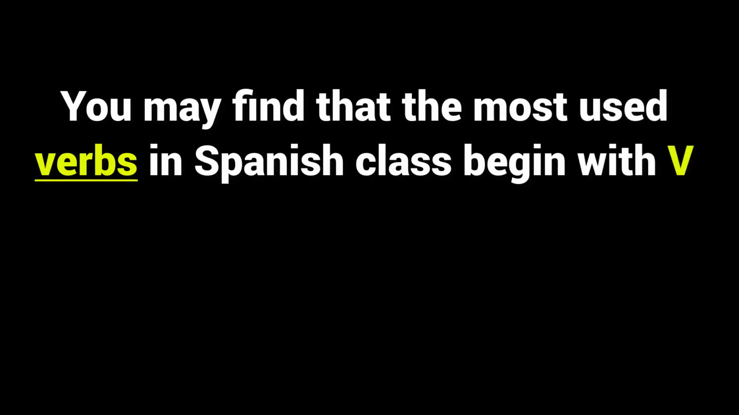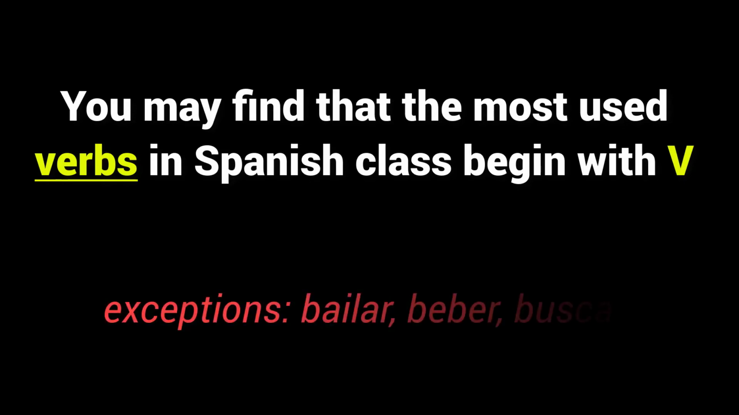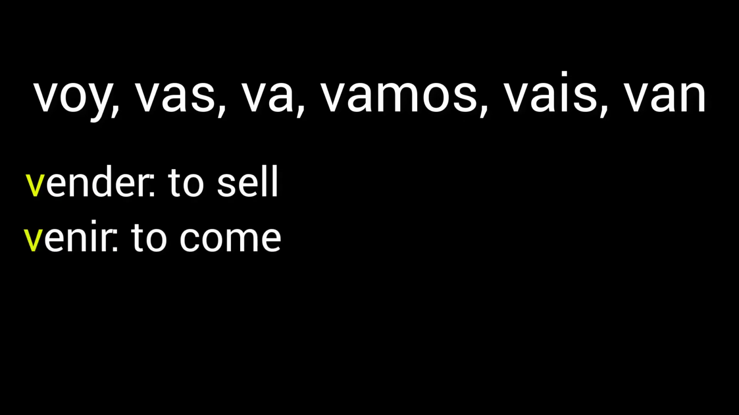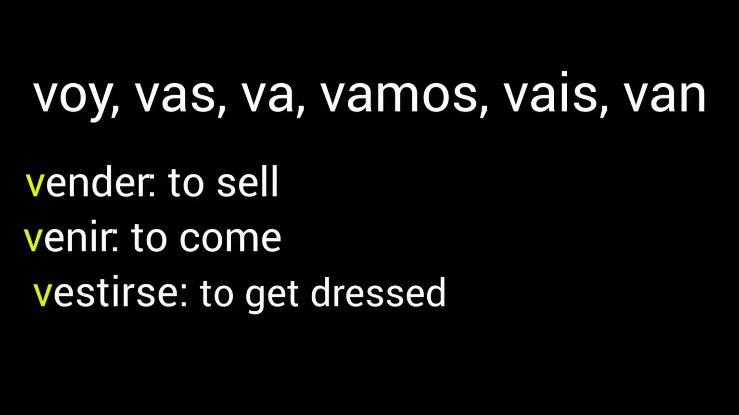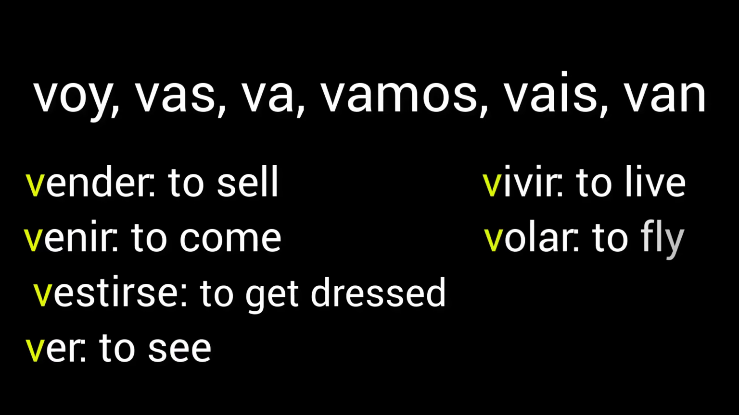I'm going to give you some examples of some of the verbs that start with the ube, because most of the verbs I've found that we use in Spanish class that have that sound, be, begin with ube. Now, some of the exceptions are beber or bailar, of course, but words like voy, vas, va, which is the verb ir, or vender, to sell, or venir, to come, or vestirse, to get dressed, or ver, to see or watch, vivir, to live, volar, to fly, and volver, to return or go back. All of these start with ube.